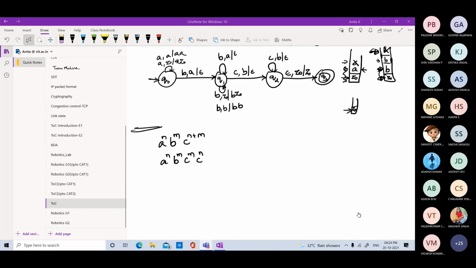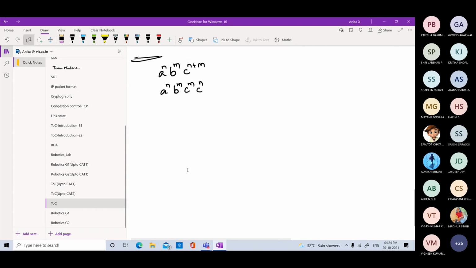Okay, hope you have completed. It is a very simple one, right? Okay, we can start. Let me take a simple example. So I'll be having a stack. Yes, my stack symbol is Z naught. This is the initial configuration. Input symbol is A, stack symbol is Z naught, and in state Q naught.